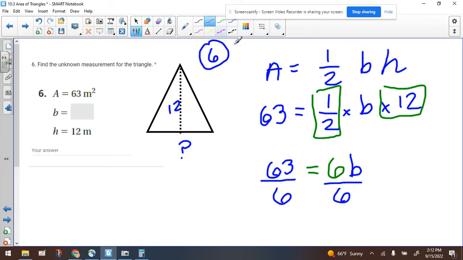And in class, we've talked about how this simplifies. If we did 6 divided by 6, it would equal 1. And 1 times b would be b. So usually we put a line through it like that and just bring down the b to show that process.